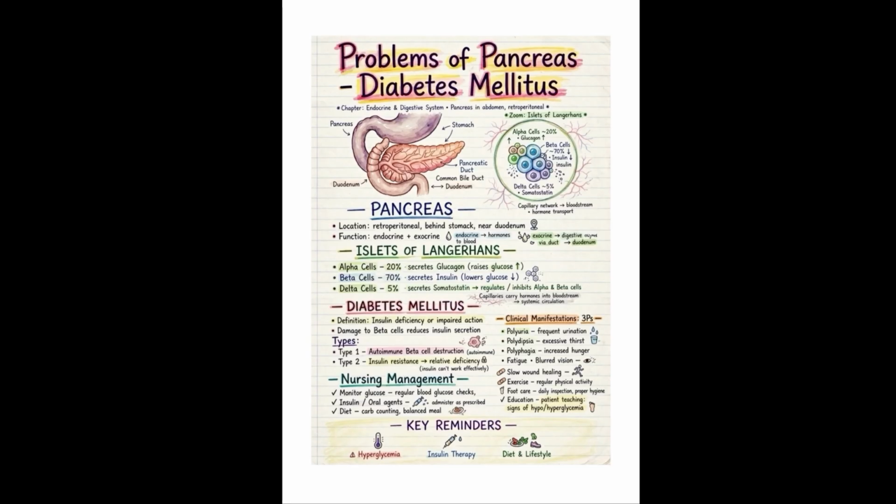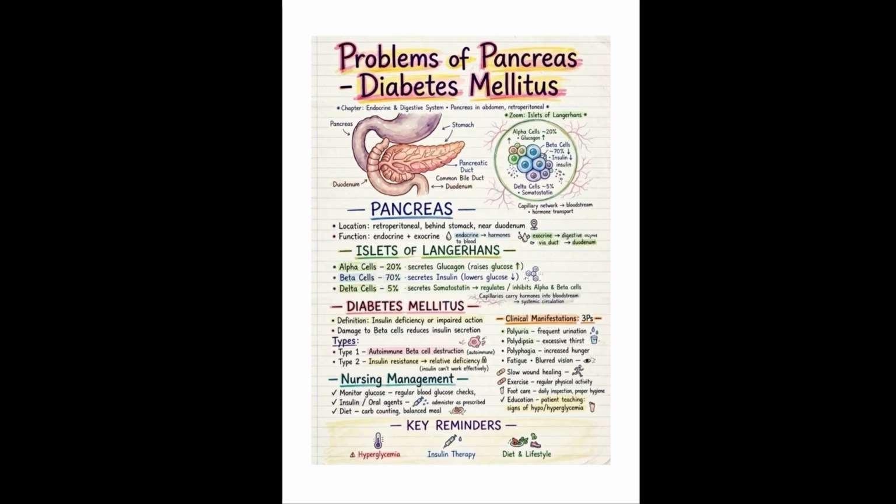Now, what is diabetes mellitus? Definition: it is a metabolic disorder caused by insulin deficiency or impaired action of insulin. There are two main types. Type 1 diabetes mellitus. This is an autoimmune disease. The body's immune system destroys the beta cells, so there is no insulin production at all. It is commonly seen in children and young adults. Patients with type 1 will always need insulin injections.